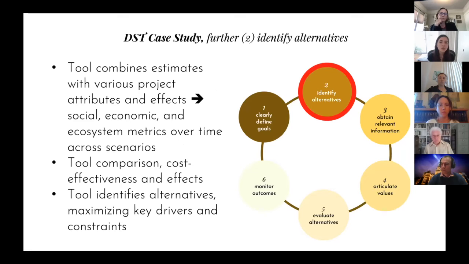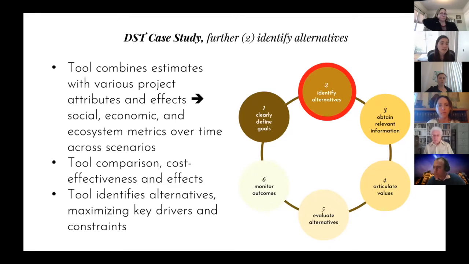The tool combines coastal condition estimates with various project attributes and effects, taking into account flood risks and ecosystem metrics over time through over 50 years. Project attribute information incorporated includes location, type, phasing, and cost. The output at this phase includes the estimated effects of potential projects for a range of social, such as social vulnerability, economic, such as navigation, traditional fishing, and ecosystem, such as land nitrogen uptake, species habitat, metrics over time and across scenarios. The tool then does a comparison, looking at cost effectiveness and the effects on coastal areas.